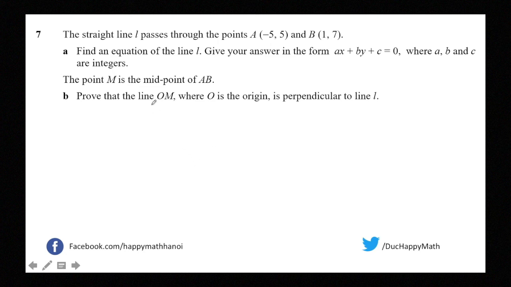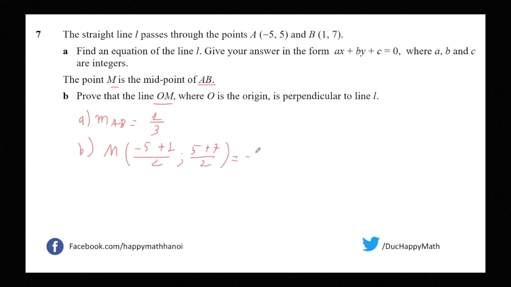Question B. Prove that the line OM, where M is the midpoint of AB and O is the origin, is perpendicular to line AB. From question A, you got that the gradient of AB equals 1 over 3. In question B, the coordinate of the point M equals minus 5 plus 1 divided by 2, and 5 plus 7 divided by 2, so minus 2 and 6.